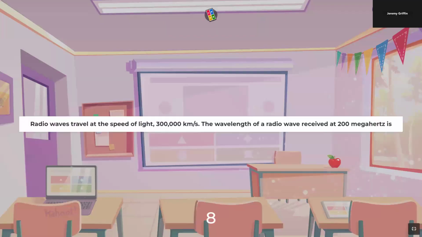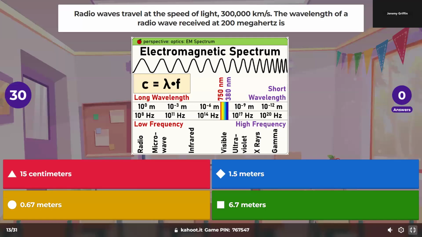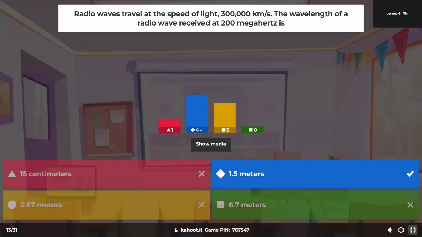Radio waves travel at the speed of light. Let's say the particular radio wave is 200 megahertz. What's the wavelength?